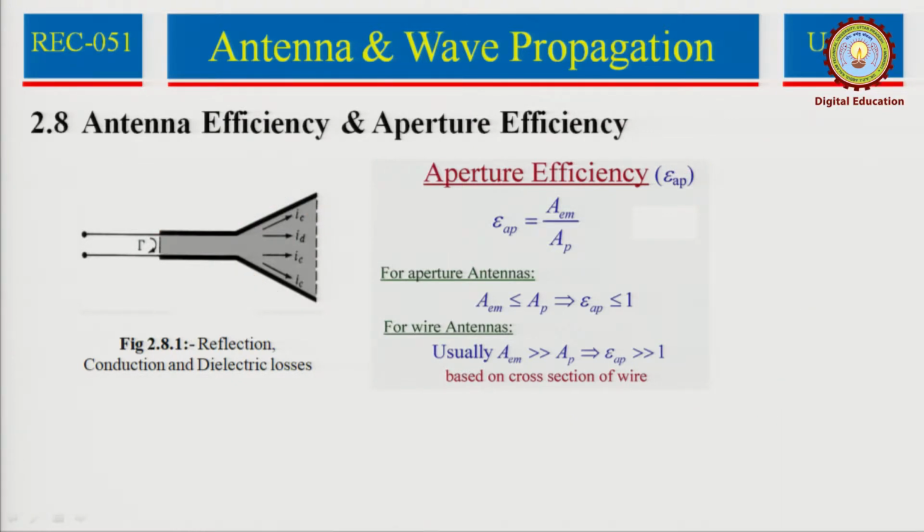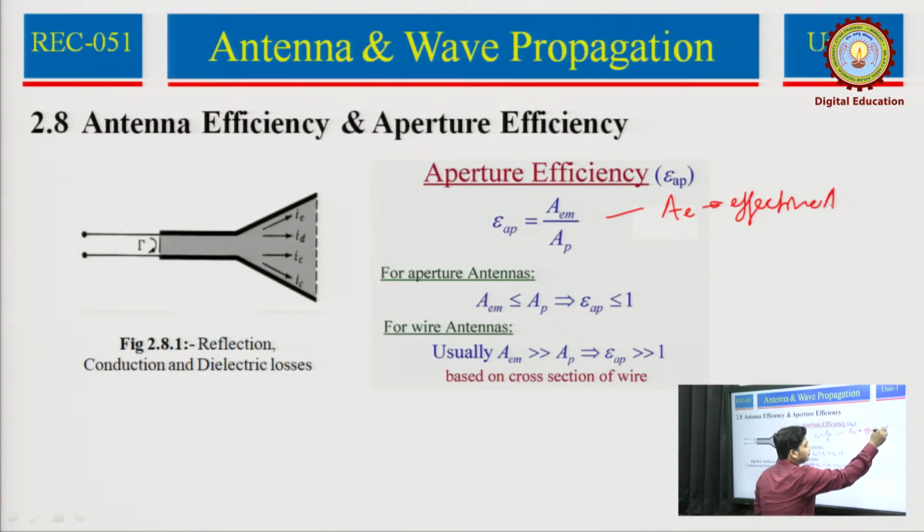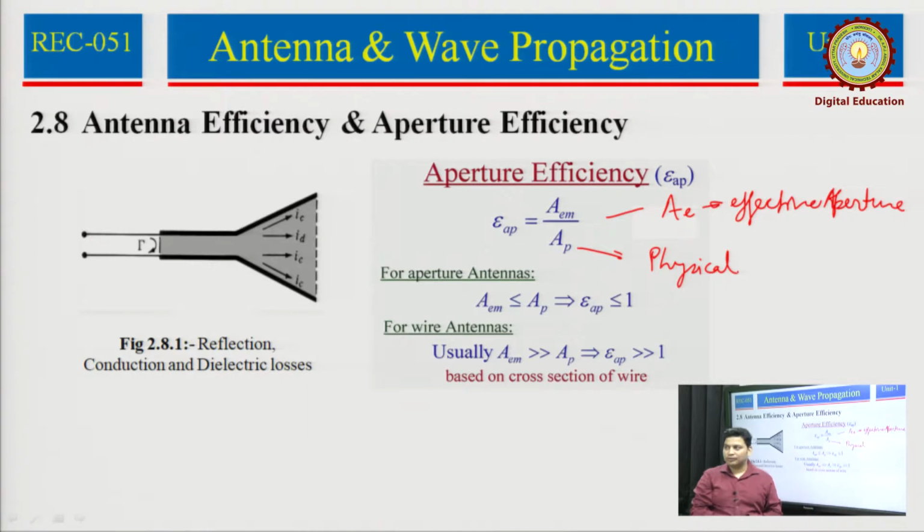What is aperture efficiency? Aperture efficiency is the ratio of AE to AP. What is AE? Effective aperture. Remember, AE is the effective aperture, and AP is the physical aperture. What is the difference between these two? For example, let us consider a dish antenna, a parabolic reflector antenna. Remember this type of structure.